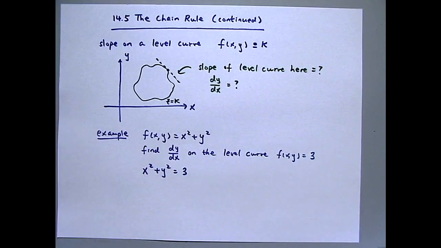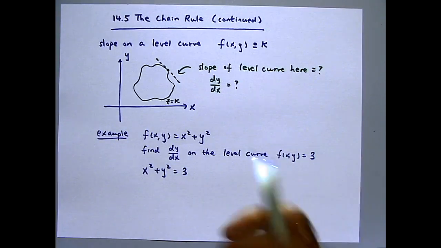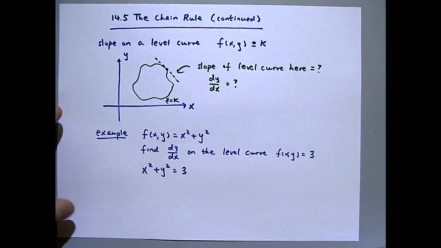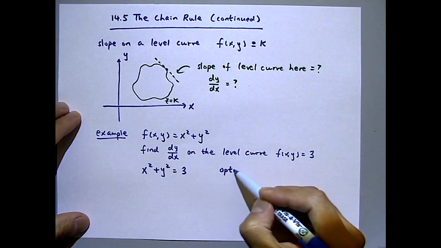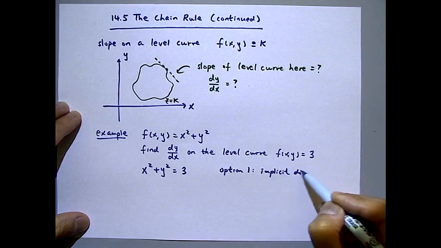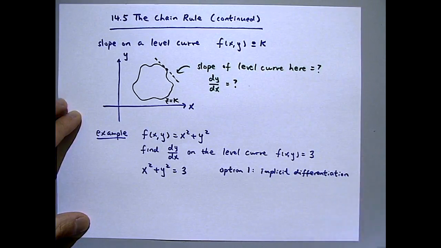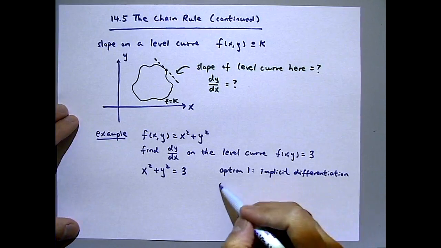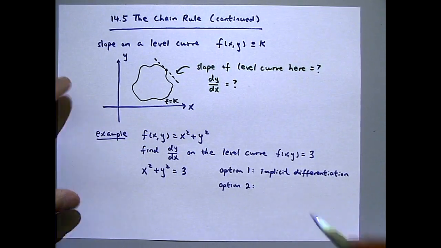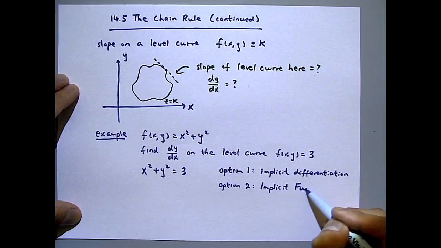And one thing you could do is to just do an implicit differentiation like you did in Calc 1. Take the derivative of y as a function of x. You could do that. We're going to look at this from a different point of view. So first of all, let me write that down. Option 1: implicit differentiation. Option 2, we're going to end up with what's called the implicit function theorem. And I'll show you how that works.